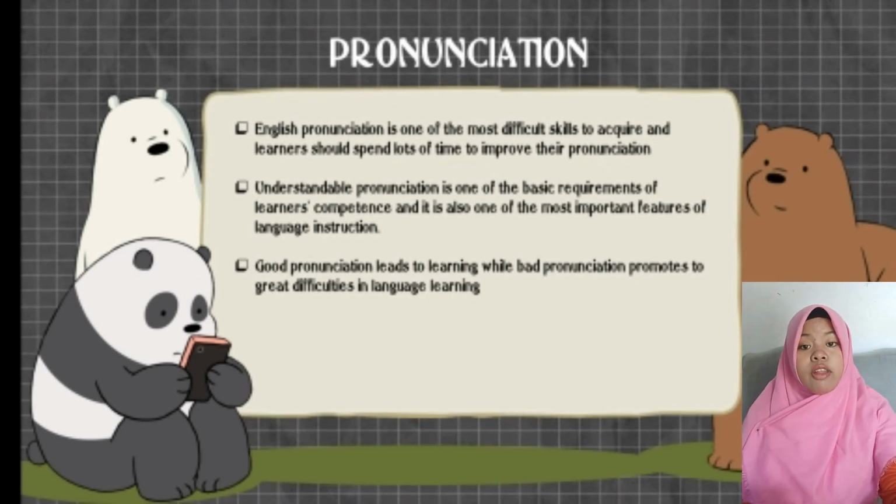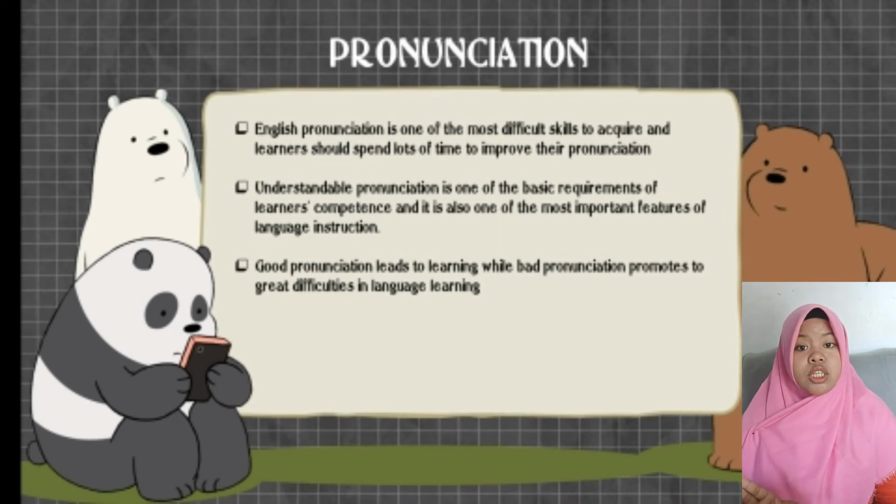The next aspect of language is pronunciation. English pronunciation is one of the most difficult skills to acquire, and learners should spend lots of time to improve their pronunciation. Understandable pronunciation is one of the basic requirements of learners' competence, and it is also one of the most important features of language instruction.